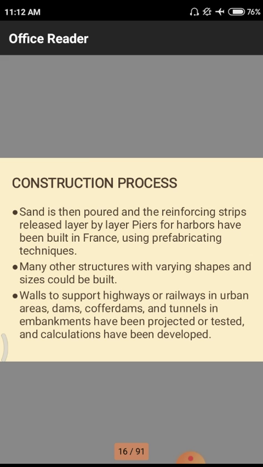Next one, coffer dams. Normally coffer dams are used for the production of electricity and power. Tunnels and embankments: tunnels are normally canal-like structures used to carry water from the mainstream to substreams, and they have been projected, tested, and calculations have been developed. For each and every structure we need to have some quantity of data. If the data is sufficient, then only we go for construction. Without proper data, we don't go for construction work.